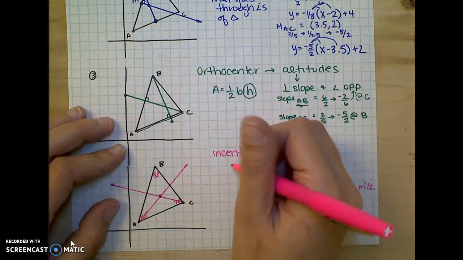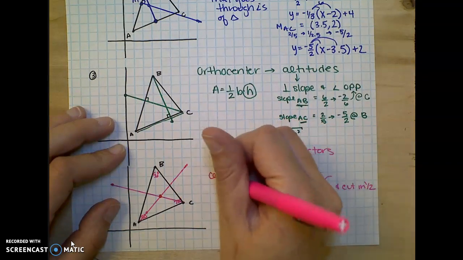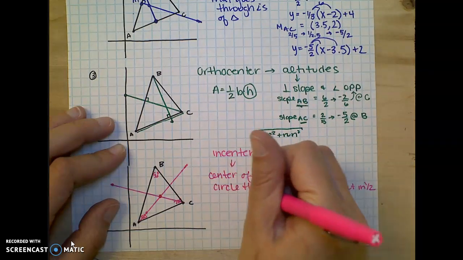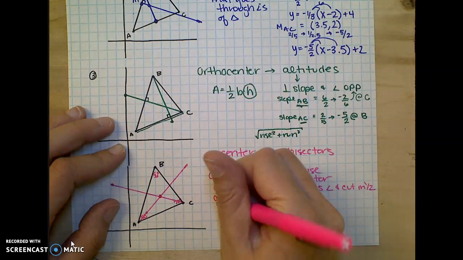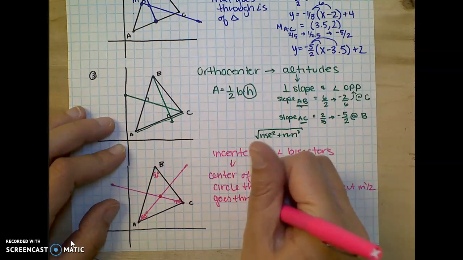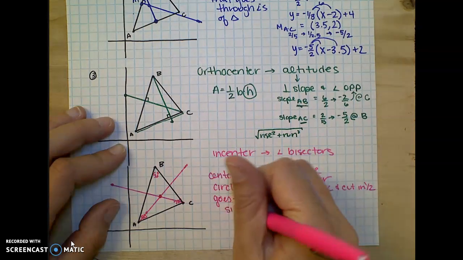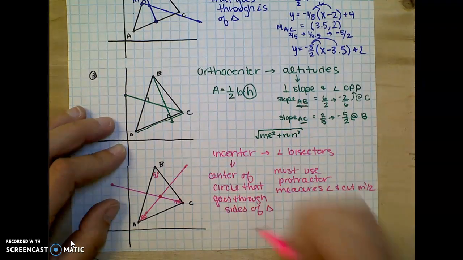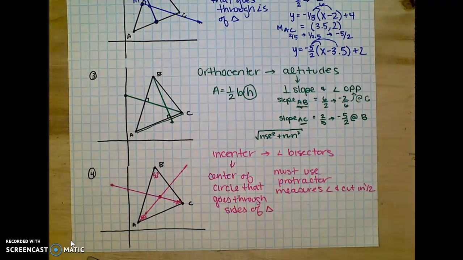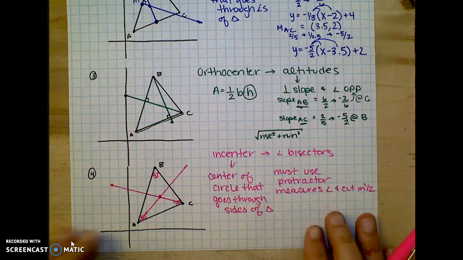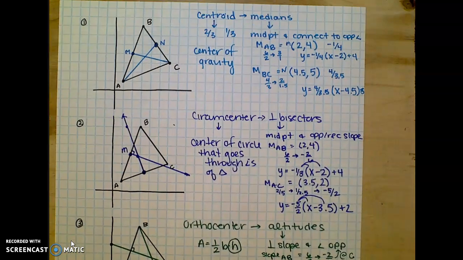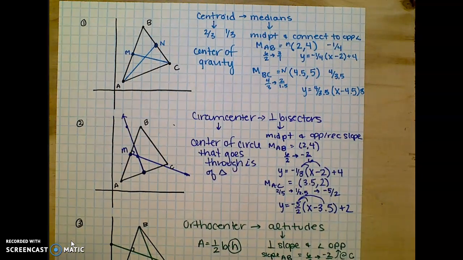Now your incenter is cool because it is the center of a circle that goes through the sides of your triangle. So it's the circle inside. If you need a circle to the inside, that's the one you want. Okay. So hopefully that is helpful to you, and you can pause or go back if you need to see something more slowly. And good luck.